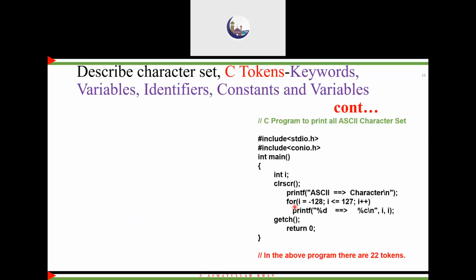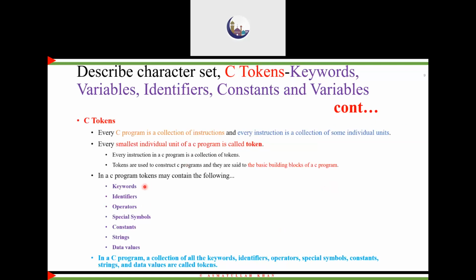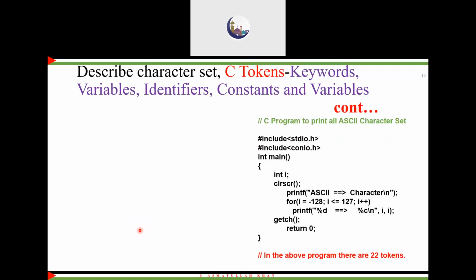So I kept a small example program here, which we have seen as additional reading, just to show you how many different tokens are being used over here. To remember, tokens are anything from this list. It may be a keyword, an identifier, an operator, a special symbol, a constant, a string, or a data value. Let's try to get to know how many are listed here. This particular task I have kept for you as homework. I've written here that there are 22 tokens, definitely. But you should go through and try to identify why it is 22, and how we are claiming that there are only 22 here. Kindly go through it.